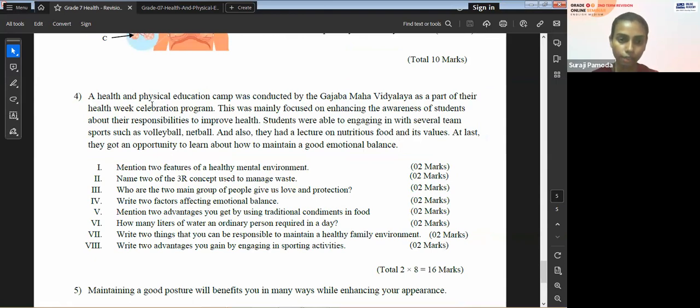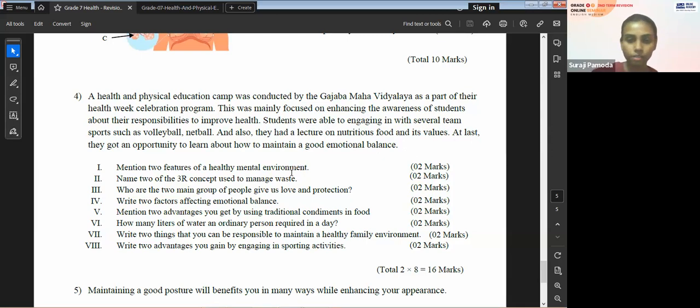Right, so let's look at that one. A health and physical education camp was conducted by the Gajapa Mahavidyalaya as a part of their Health Week celebration program. This was mainly focused on enhancing the awareness of students about their responsibilities to improve health. Students were able to engage with several team sports such as volleyball and netball, and also they had a lecture on nutritious food and its values. At last, they got an opportunity to learn about how to maintain a good emotional balance. Okay, that is the paragraph given by them, right?